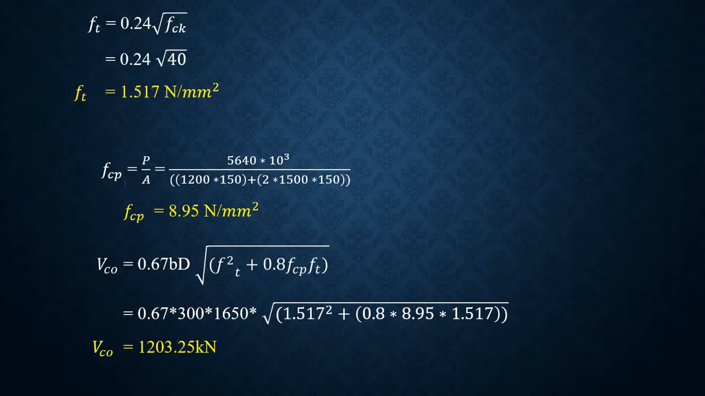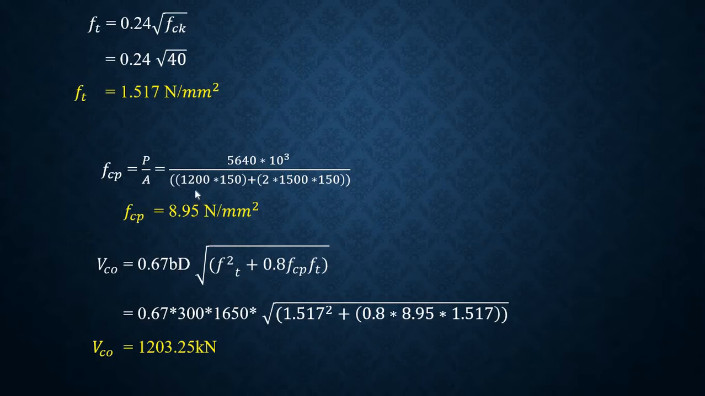Next is FCP, that is compressive stress at centroidal axis due to pre-stress. That is calculated by FCP is equal to P by A, that is load by area. We have already calculated pre-stressing force. So 5640 into 10 power 3 whole divided by the area. While calculating the area, be careful.